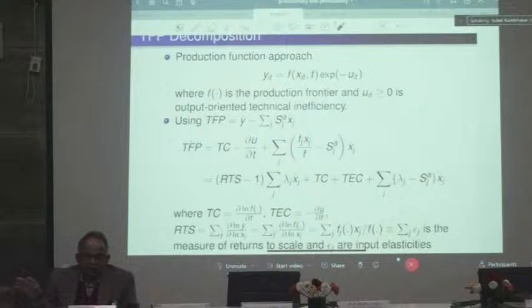I have not defined a cost function, which I will do later on today. So let's just start with the production function. You have seen this before, but let me repeat it. So we have two subscripts, i and t.